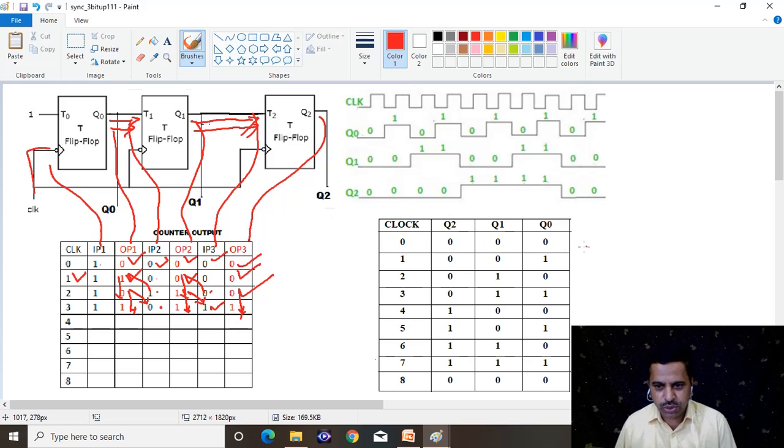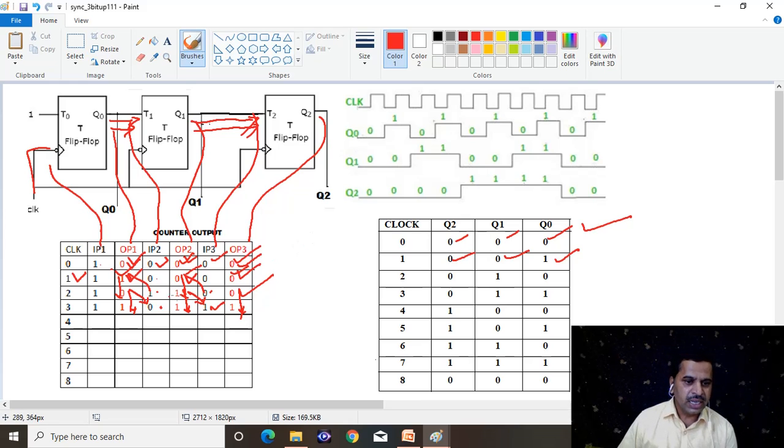Now comparing with the truth table, whether we are getting the correct output or not. Now it is 0, 0, 0. Okay, that is 0, 0, 0. Next, 1 0 0. Next, the third one, 0 1 0. Next, that is 1 1 1, that is 1 1 1.